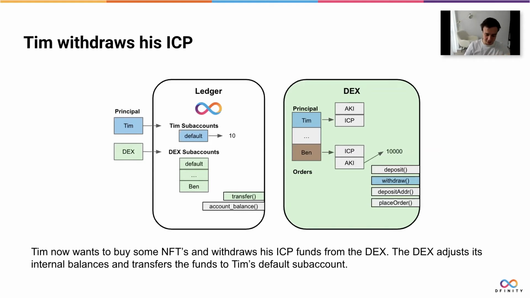So I will call the withdraw function, and what the DEX will do is basically call, for example, the actual transfer function on the ledger and give me my funds back according to the internal balance. And this is basically how, for example, a buy order happens in our DEX example.